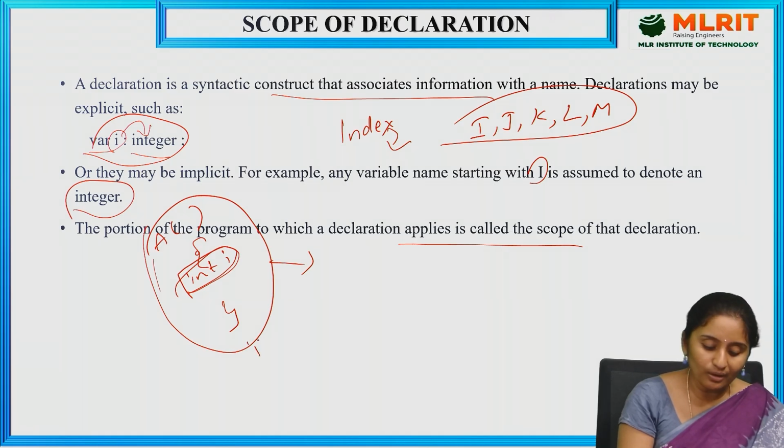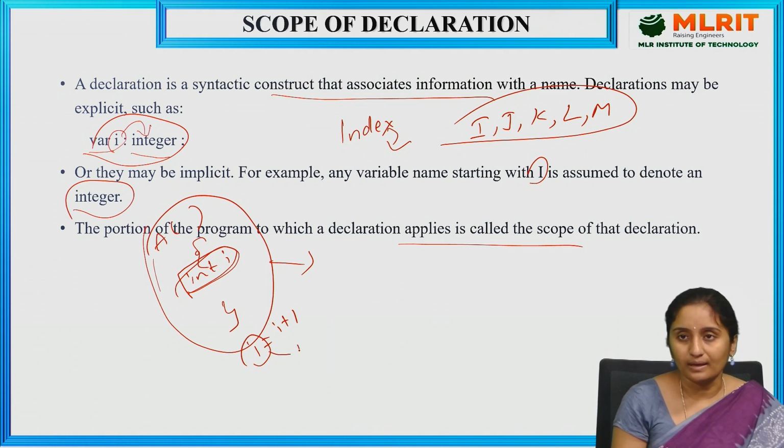If I write I equal to I plus 1 outside this, it will not be executed. Why? Because it tells us that I is not declared. So that is nothing but the scope of the declaration.